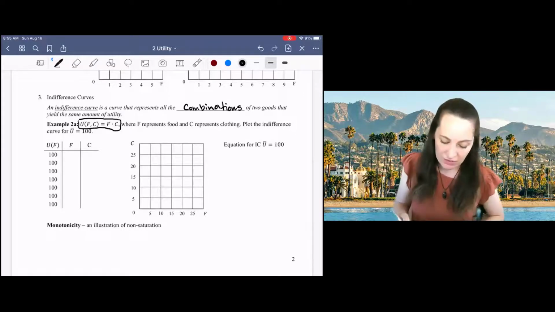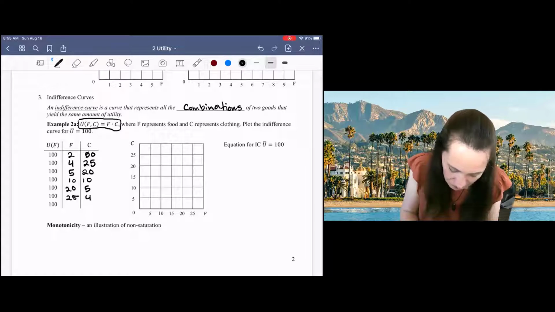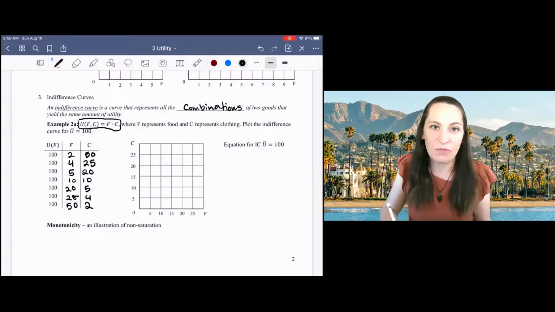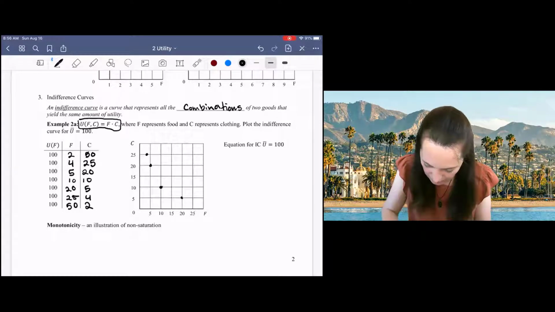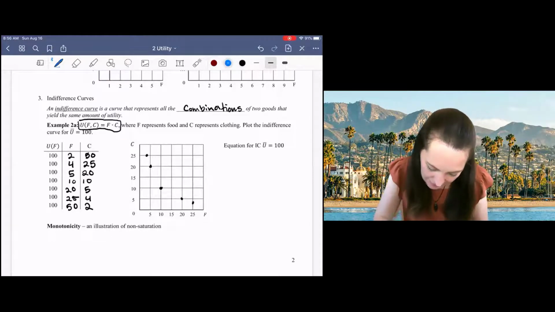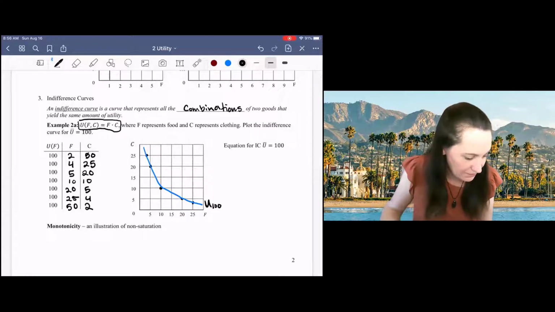All right, so let's think about some different combinations of these goods that will give me a utility of 100. So I just need numbers that multiply to equal 100. And that's pretty easy to think of here. And then I'll plot those on the graph to get a sense of what my curve will look like. All right, and you can see here we've got a convex indifference curve. I'm going to label that U100.